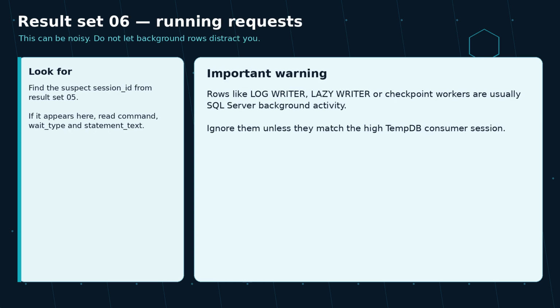Result set 06 shows requests that are actively executing at the moment of the snapshot. Match the suspect session ID from result set 05 if it appears here, then inspect its command, database, wait type, elapsed time, and statement text. SQL Server background workers such as log writer or lazy writer are usually noise for this investigation. A session holding a temporary table may be waiting or sleeping and may not appear as an active request, so absence from this grid does not clear the session identified in result set 05.